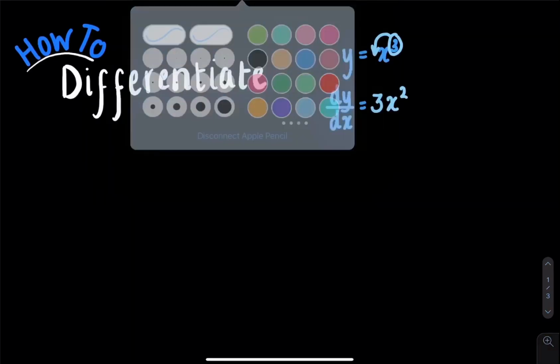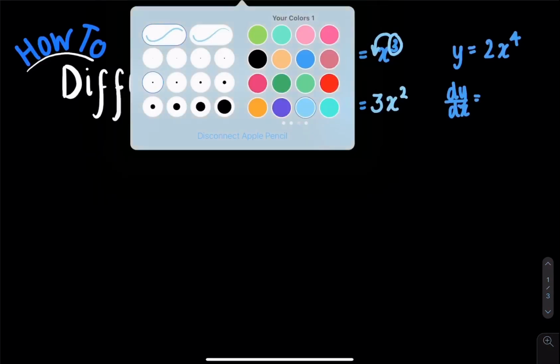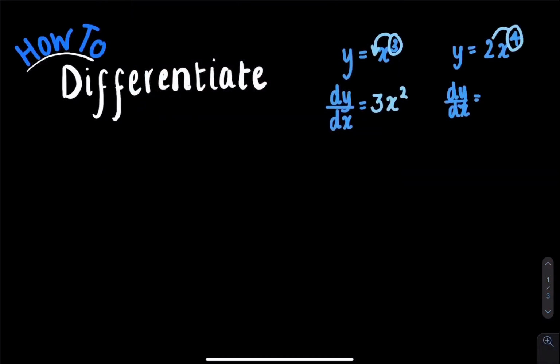Another example, if I were to have a function, let's say y equal to 2x to the power of 4. Again, if I want to work out the differential, dy over dx, all I would have to do is look at the power, bring it down, so I have to multiply it by 2. 2 times 4 is 8, x, and then take 1 away from the power. So 4 minus 1 is 3.